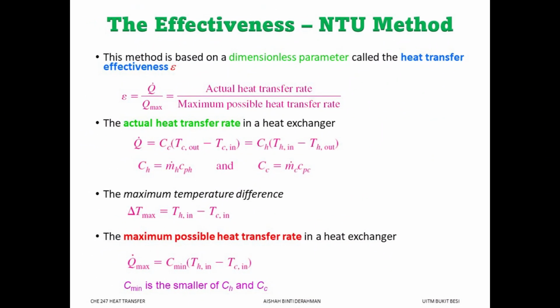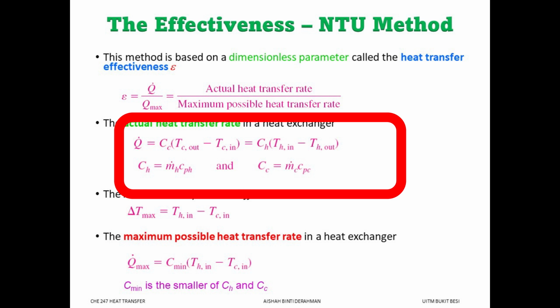The effectiveness E-NTU method is based on a dimensionless parameter. We call it heat transfer effectiveness. It is defined as the ratio of the actual heat transfer rate over the maximum possible heat transfer rate. The actual heat transfer rate in a heat exchanger is calculated using the formula as illustrated on the screen.